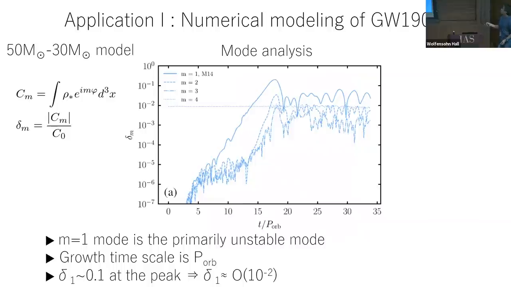To see more deeply, we perform a mode analysis for the density, where C_m is given by this, and delta C_m is a normalized amplitude for each mode. This is the mode analysis as a function of time for this representative model. You can see that after you start the simulation, the numerical noise excites the modes irrespective of the value of m. But after a couple of orbital periods, the m equals 1 mode starts to grow exponentially, and it reaches 0.1 in normalized amplitude. After the saturation, it settles down to the order of 10 to the minus 2. We found that the growth time scale is the orbital time scale, which means that this instability is a dynamical instability. We also find that m equals 2 and m equals 3 are excited by nonlinear coupling of the m equals 1 mode.